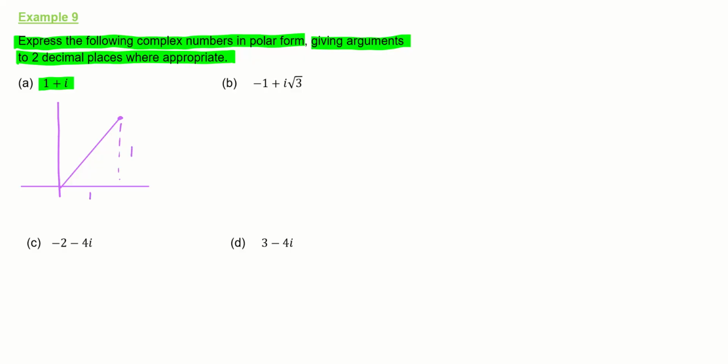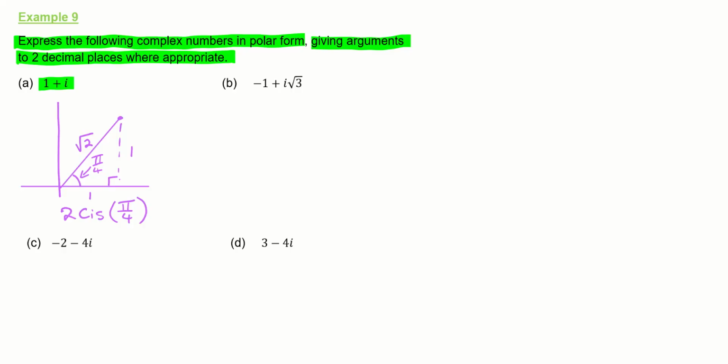Using Pythagoras, we can show that the length here is root 2. And because we have an isosceles right-angled triangle, this angle would be 45 degrees or pi by 4 radians. So in polar form, this complex number is root 2 cis pi by 4.